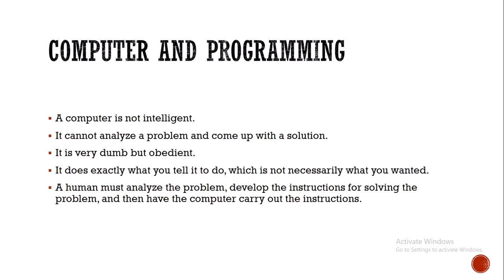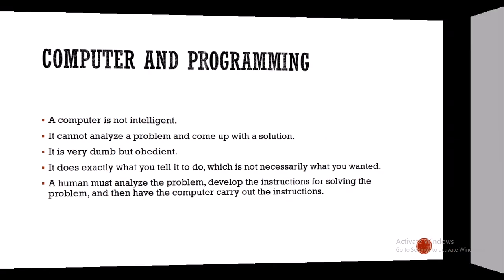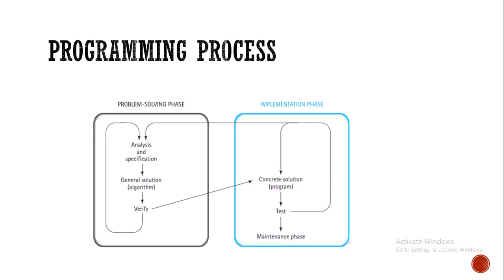A human must analyze the problem, develop the instructions for solving the problem, and then have the computer carry out the instructions. As you can see in the picture, programming process consists of two main phases. First one is the problem-solving phase and the second is implementation phase. In problem-solving phase we do analysis of the problem we have and think for all the possible solutions we can have. Then we come up with a general solution written in any form, for example, an algorithm. Then at last in problem-solving phase, we verify our solution.